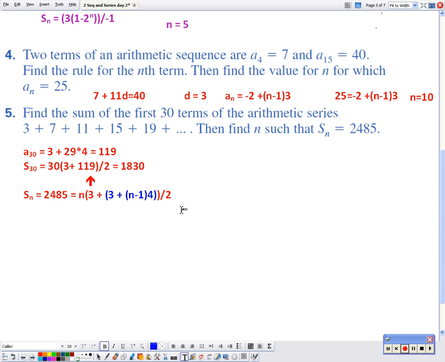Oh! Uh-oh, I think I mistyped something. It's not there. Yeah, I forgot to divide it by 2. So I put that in. Now I look for 2,485. Oh, there it is. At 35 terms, I have that sum.